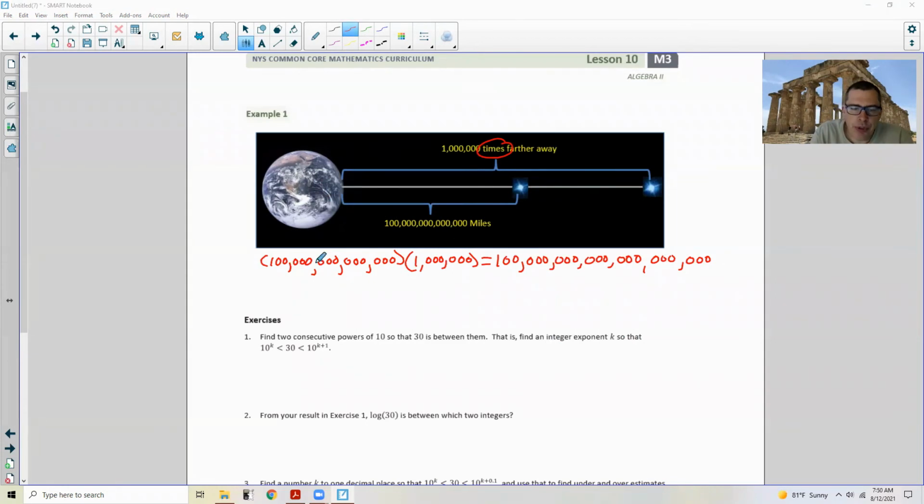Okay, so how did we do this? We added the zeros up. When you're multiplying by multiples of 10, you just add zeros on, okay?